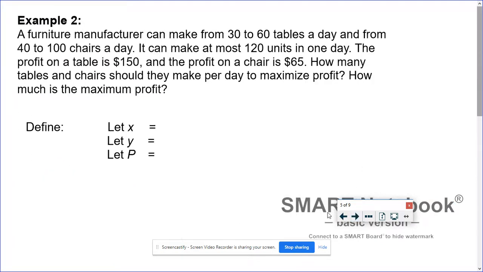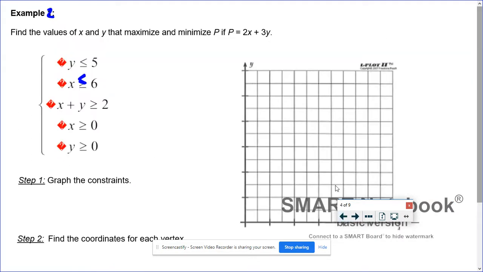Let's look at the next one. Whoa, one too far. All right, so that was essentially the third step in the whole process. This is the second step, where we're actually going to, well, it's going to be the second and the third step. But the first part is we're going to graph the constraints. So the constraints are given to us here. These are these inequalities.